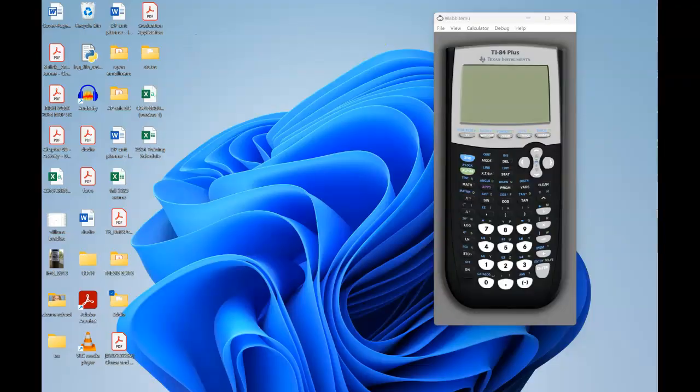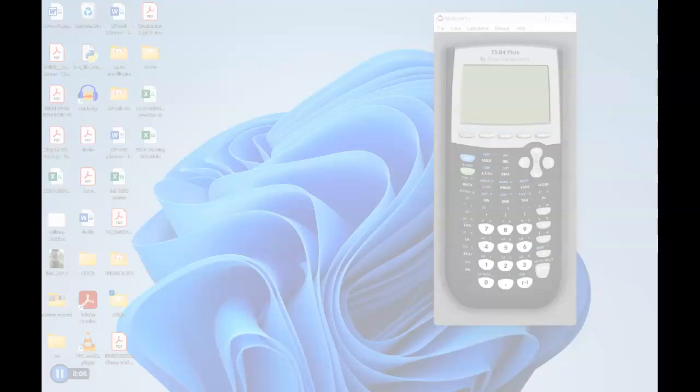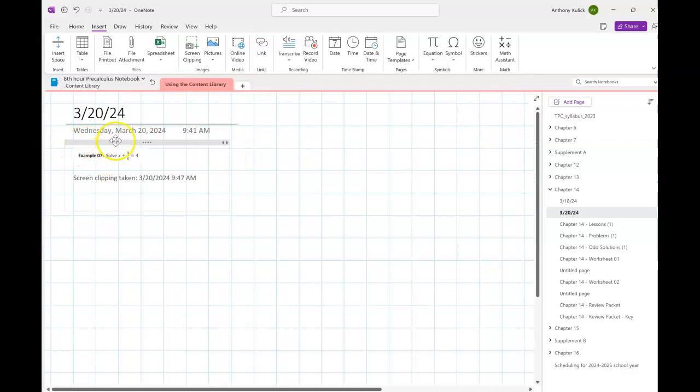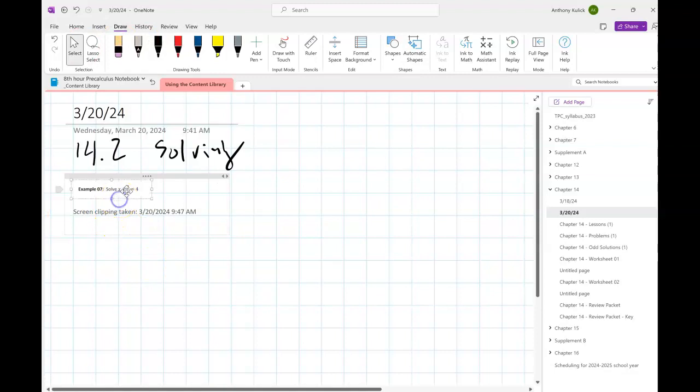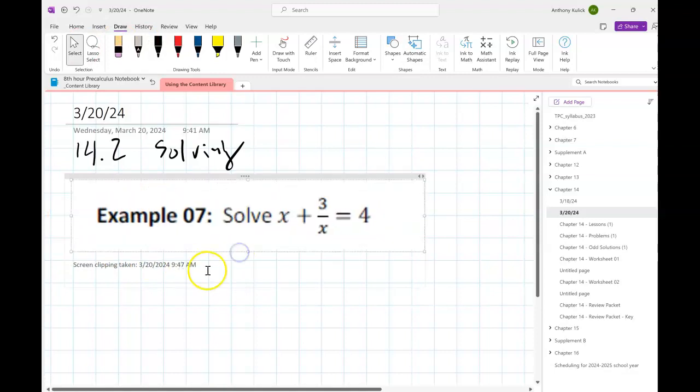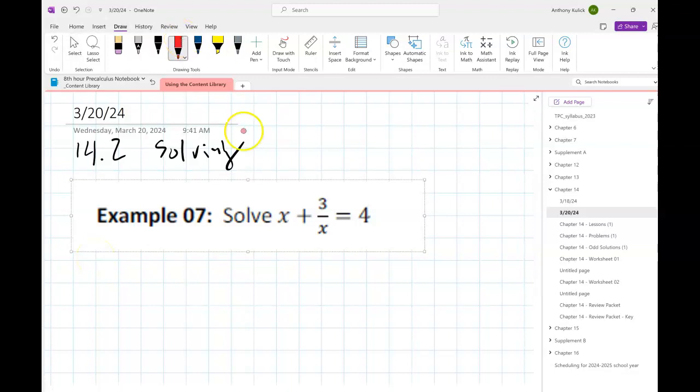All right. The plan today is we are just going to be talking about solving rational equations. There's no new ideas going on here. I've got 4 examples to run through, and that's the gist of it. We're just talking about solving.